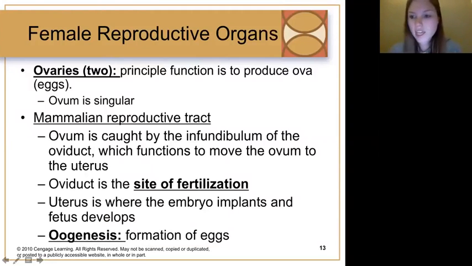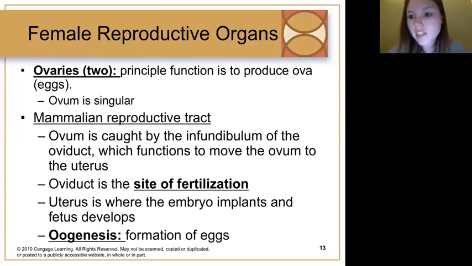So the ovaries, like I said, you have two, except in the chicken, and their principal function is to produce ova, or eggs. So ovum is the scientific term for one egg, and ova would be for multiple eggs. But I'll probably just say eggs, just like I'll probably just use the word sperm. So in the mammalian reproductive tract, the egg is caught by the infundibulum of the oviduct, which functions to move the egg to the uterus. So it comes out of the ovary, and it's caught by the infundibulum, which is connected to the oviduct, and then the oviduct is going to start moving that egg towards the uterus.